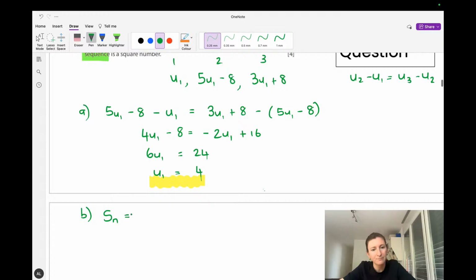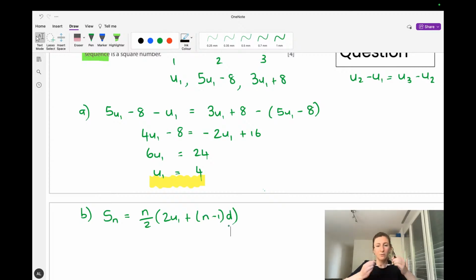The sum is n over 2, 2U1. There we go. So now we have our formula. Let's see, what do we know? Well, we know U1 is 4.